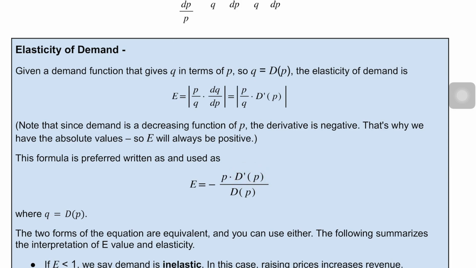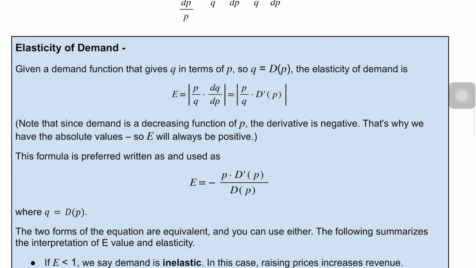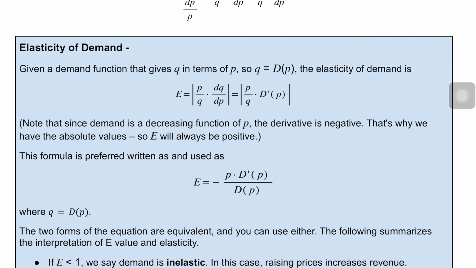So one more note: since the demand is a decreasing function, since the price is increasing, the demand is going to be decreasing. The derivative is always going to be negative. So that is why we have the absolute value. So E is always going to be positive because it's just a number that we can use. Basically, the business people wanted to just have a positive number, so they just convert that to a positive number, multiplied by a negative.